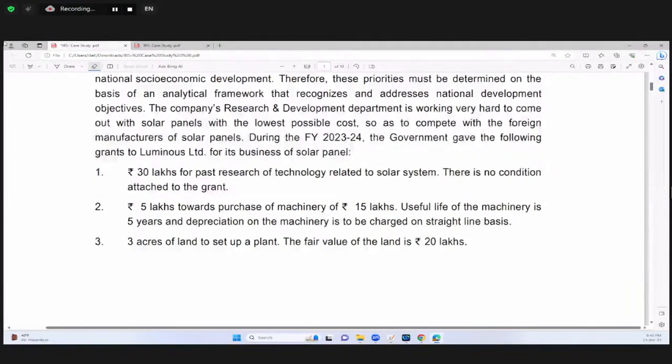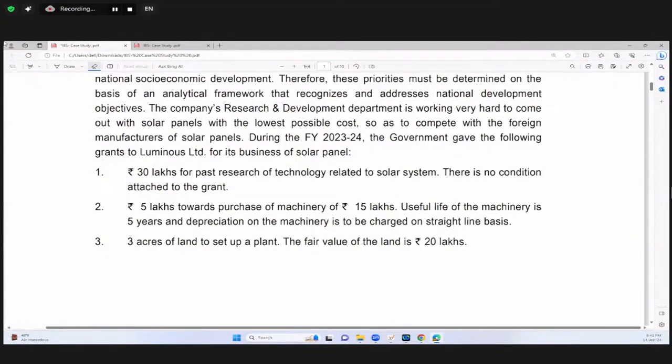In the first situation, 30 lakhs for past research of technology related to solar system, there is no condition attached to the grant. Since there is no condition attached to the grant, it means there is no question of satisfaction of the conditions. So in that case, it will immediately be recognized in your profit and loss. So any grant which is related to any technology but no condition is attached, it means it is immediate. It immediately becomes the income of the entity. So it will be recognized in your profit and loss as income.